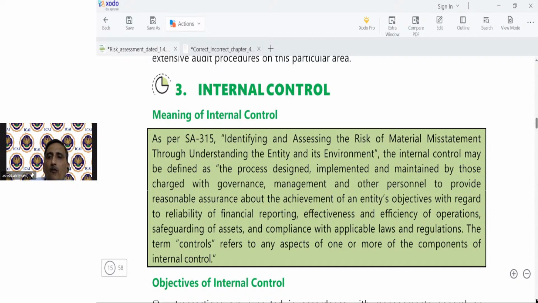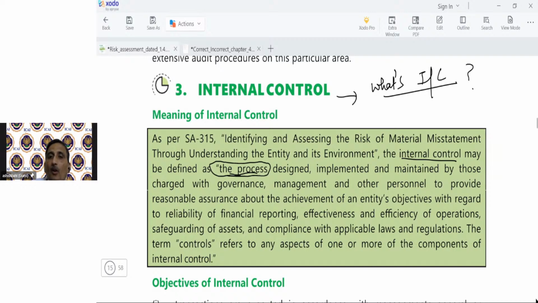So what is internal control? I'm writing it in short. So internal control is the process. It is a process, guys, you have to understand.